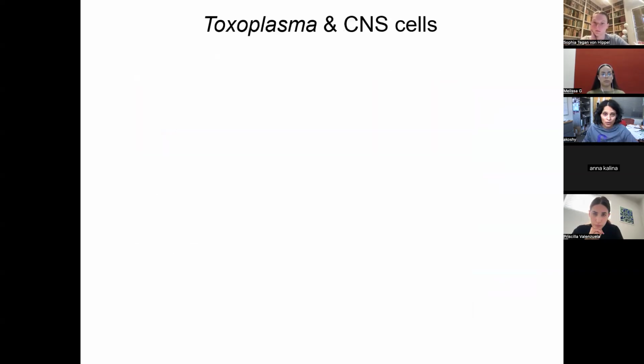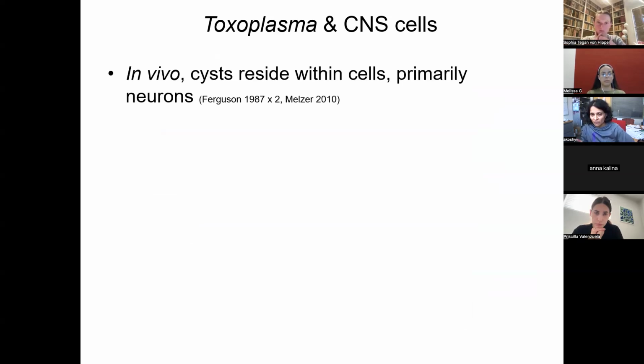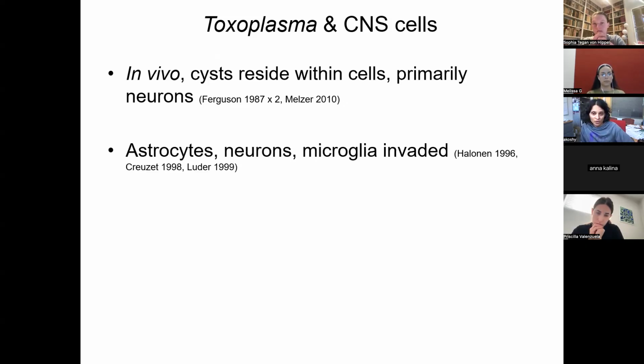Okay, so Toxoplasma, what do we know about Toxoplasma, or what did we know when I came into the field about Toxoplasma and cells of the CNS? So we knew in vivo, and this is in mice primarily, that cysts resided within cells and primarily within neurons. And so David Ferguson had done this with EM, and Sandra Hallinen's lab had done this with confocal microscopy. And we knew there were a couple studies that said that astrocytes, neurons, microglia are equally invaded by Toxoplasma.